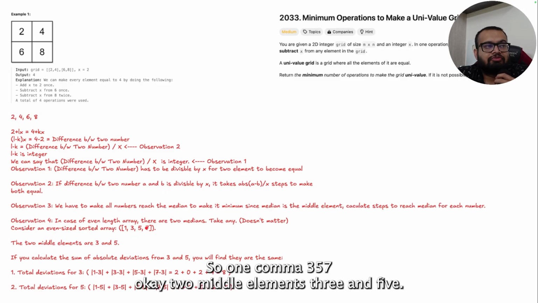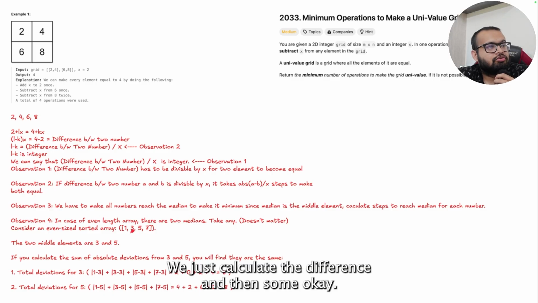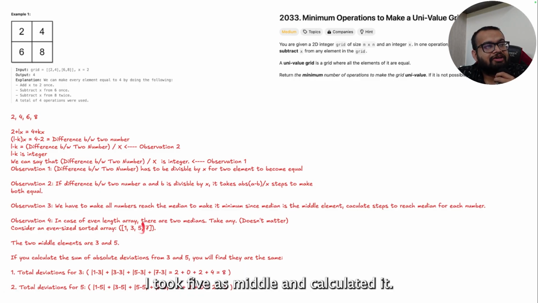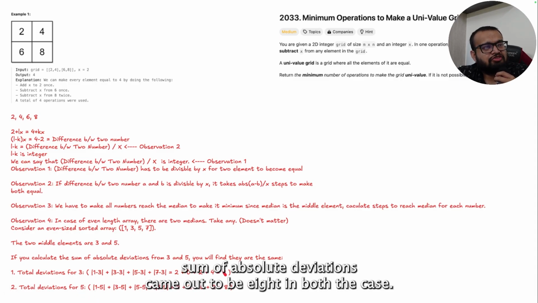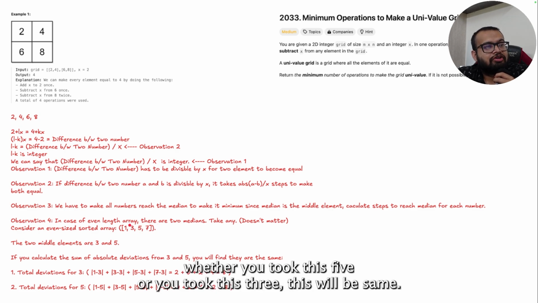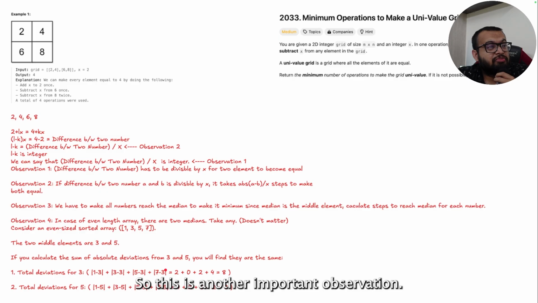So 1, 3, 5, 7. The two middle elements are 3 and 5. We just calculate the difference and then sum. I just took 3 as middle, then calculated it. I took 5 as middle, then calculated it. You will see that the total sum of absolute deviations came out to be 8 in both cases. So it doesn't matter whether you took 5 or 3, it will be the same. So this is another important observation.